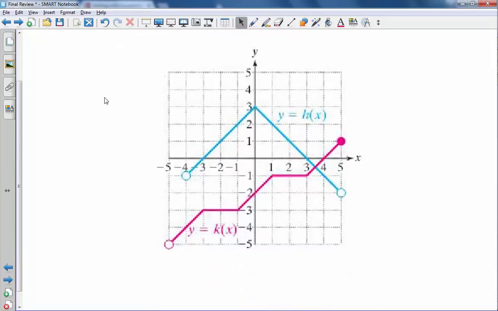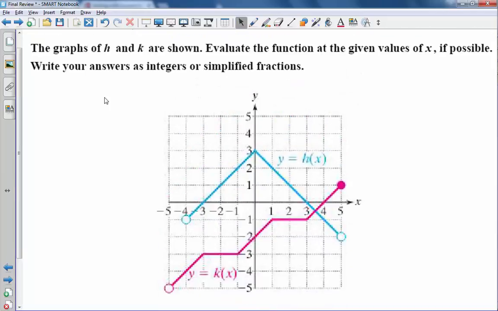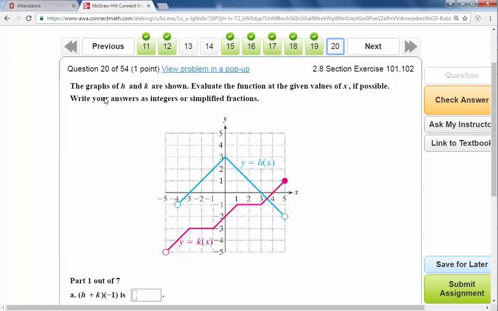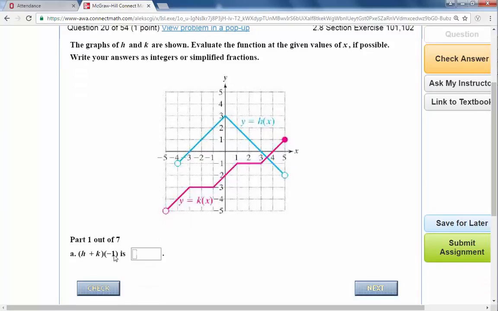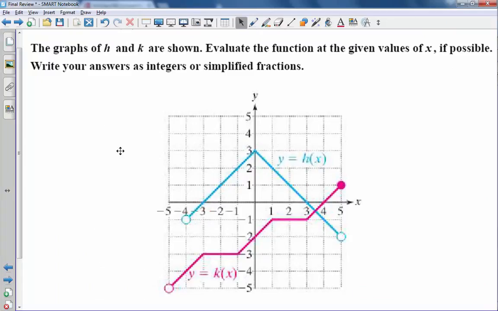Two function graphs given. We are going to find some values of the function and maybe compose them. So let's do this on the screen and take a look at what is asked first. You are finding some of these functions at -1 first. So part A means find h plus k at -1. This means find h at -1 and then find k at -1 and add them up separately.